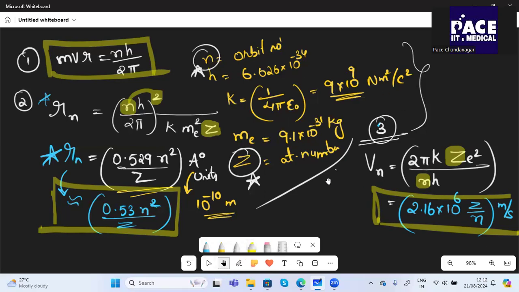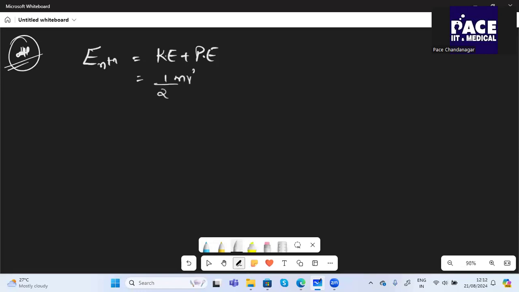Let us also now talk about the energy of that particular shell, the energy in the nth orbit. Energy is always kinetic energy plus potential energy, which we already know. Kinetic energy is half mv square, and potential energy for this electron is minus k ze square by rn. You don't need to remember these, but the value is very important, which is minus 2.18 times 10 to the power minus 18 z square by n square.